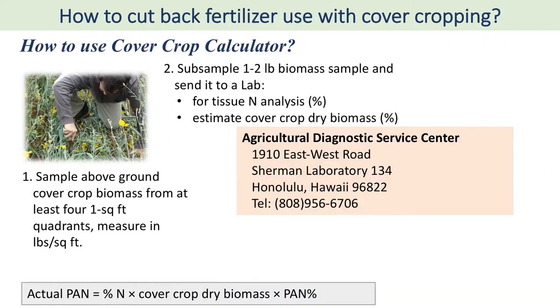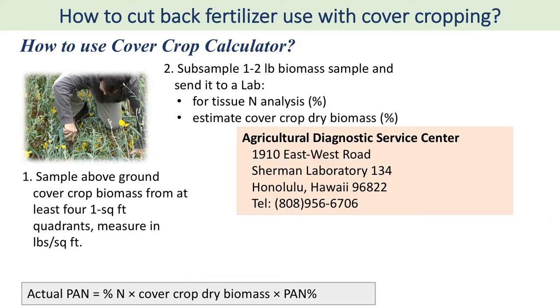The next question you might encounter is how do we cut back fertilizer use, knowing that cover crop can produce nitrogen that can help the farmer to reduce fertilizer use. So we have a cover crop calculator project a few years ago. The way we do it is sample above ground cover crop biomass from 1 square foot area, and you submit this subsample, 1 to 2 pound of biomass sample, send it to a lab to do nitrogen analysis and estimate the cover crop dry biomass.